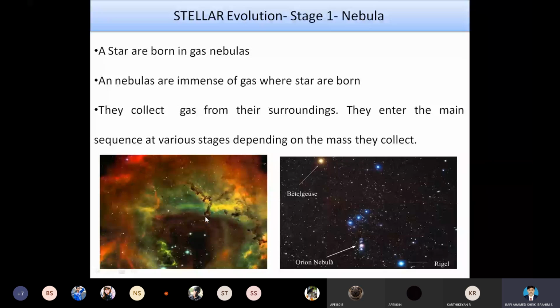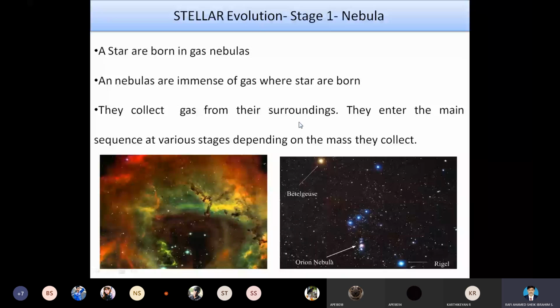The newborn star takes place from the combination, from the mixture of the dust particles along with the gas molecules. Stars are born in gas nebulas, and nebulas are immense clouds of gas where stars are born. So they collect gas from their surroundings. Actually, we have already learned the formation of the nebula in the second topic. So here they enter the main sequence at various stages, depending on the mass they collected. What I have already informed, that same process is just mentioned here.